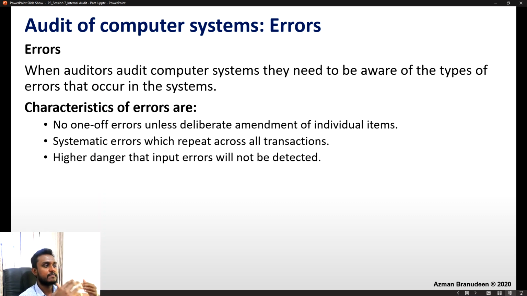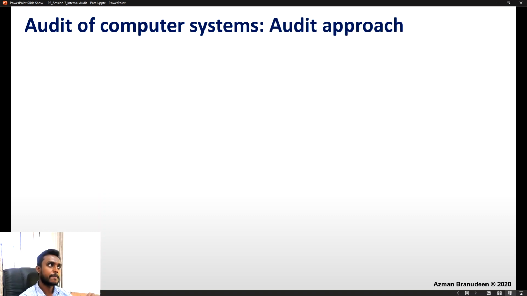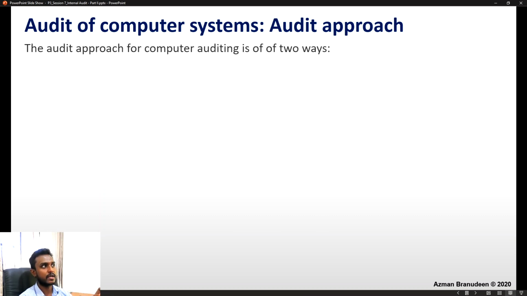There can be one-off, non-deliberate amendments or deliberate ones. There can be systematic errors which are copied across the board, and there can be input errors that might not be detected. In such a case, as far as audit of computer systems, what is the audit approach we need to undertake?